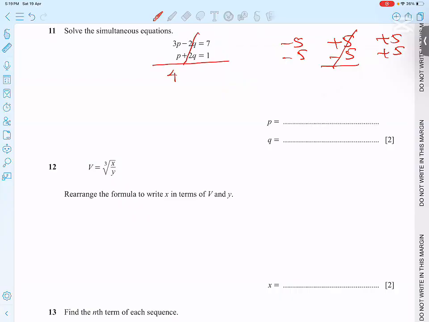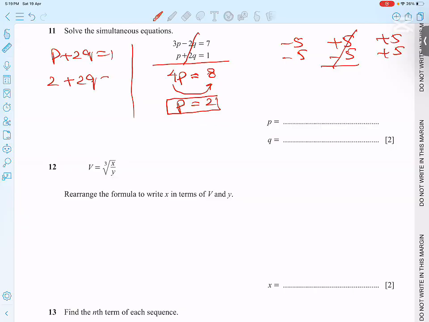Cancel. I got 4p equals 8. And there's a 4 divides. When 4 divides, I got p equals 2. So this is the answer for p. And this p value, I can plug into any one equation, but the lower equation is easy to use. So I'm writing p plus 2q equals 1. So I'm putting 2 here, and plus 2q equals 1. And this 2 goes there, and I got 1 minus 2. I got 2q equals -1.